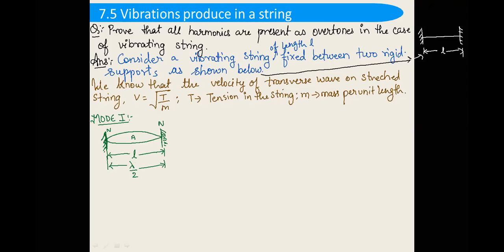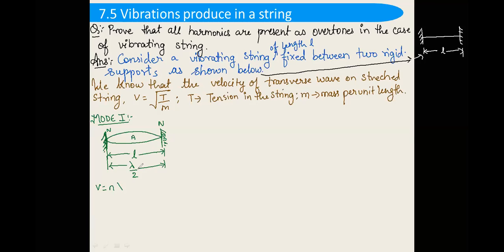Now this is the minimum possibility. Between two rigid supports, if a stationary wave is to be formed, the minimum possibility is one loop. So the frequency that comes from the minimum possibility will be the lowest frequency, and that will be called the fundamental frequency. So we know that V is equal to n lambda.